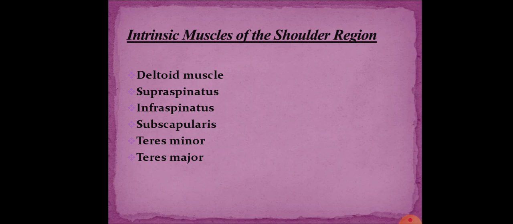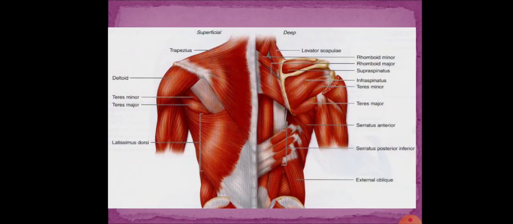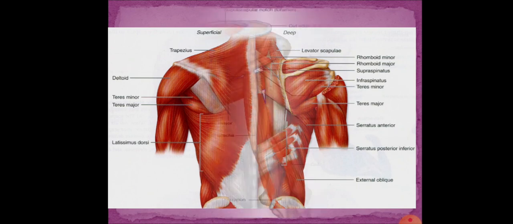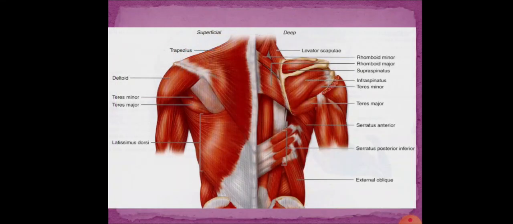Intrinsic muscle of the shoulder. Intrinsic muscle of the shoulder include deltoid muscle, supraspinous, infraspinous, teres minor, teres major, and subscapularis muscle.